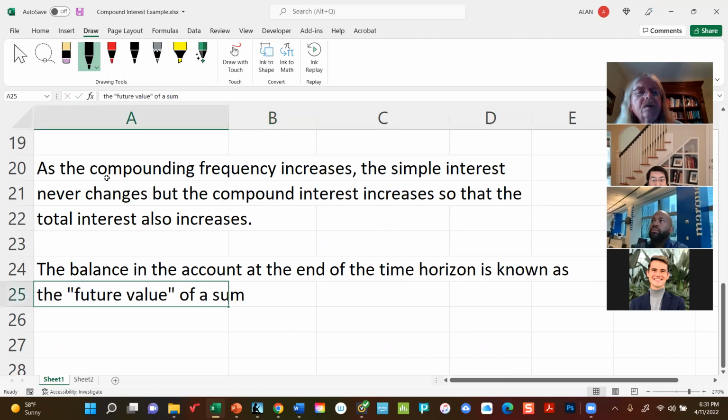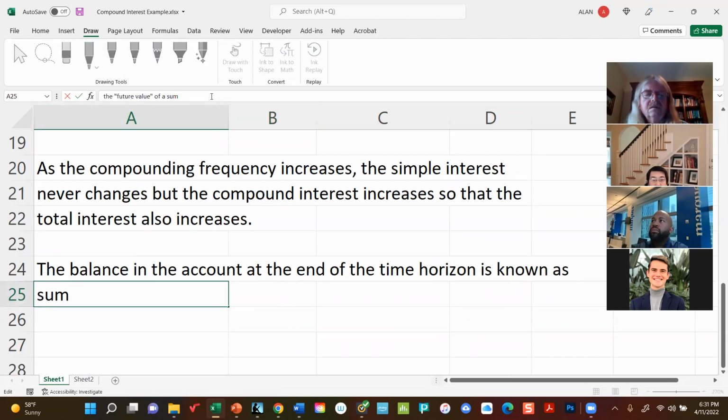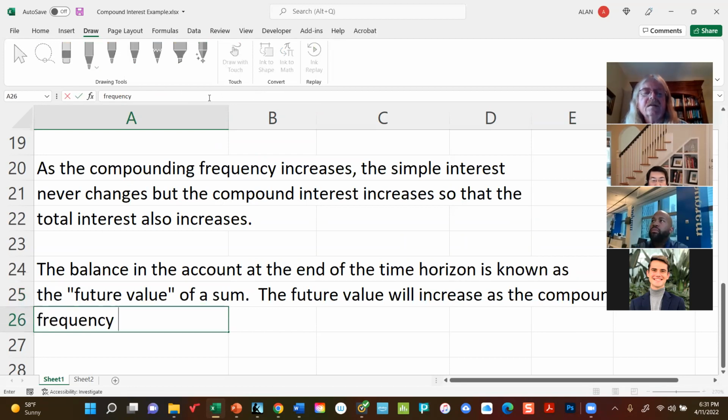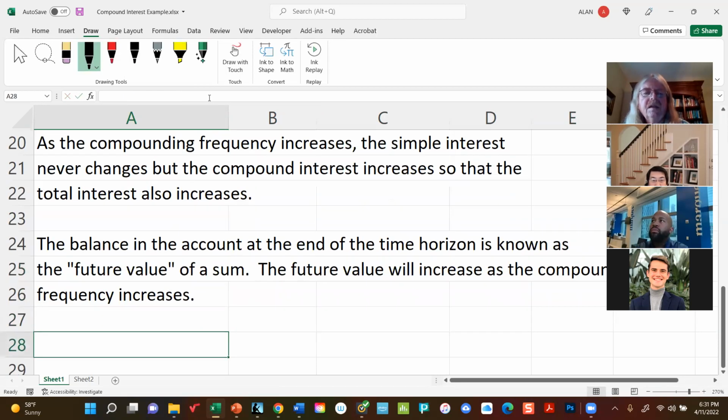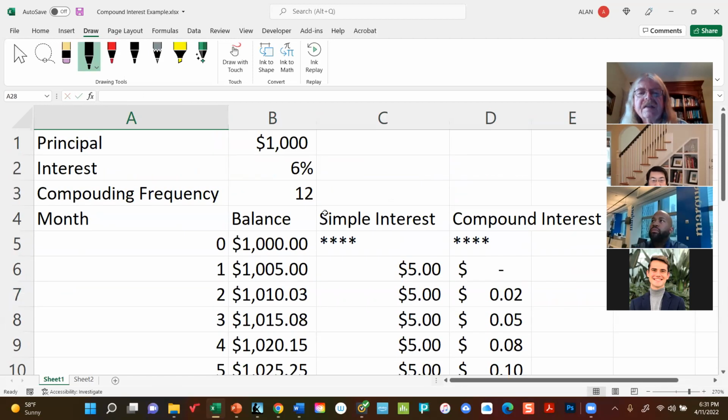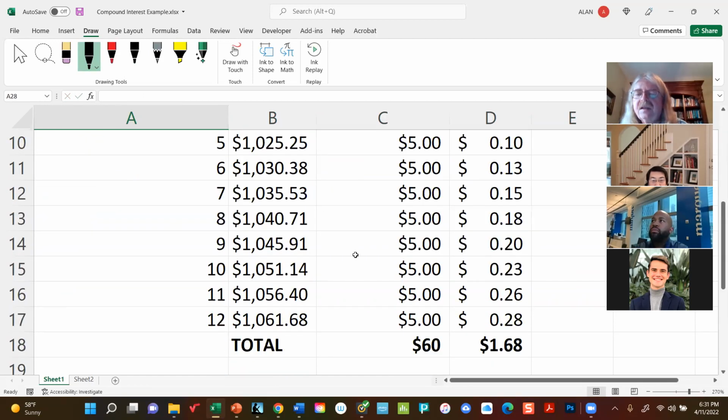The future value will increase, I should say, as the compounding frequency increases. So in other words, if I were to change this to daily, you would see that at the end of the year, I'd still have $60 worth of simple interest, but I would also have more compound interest.